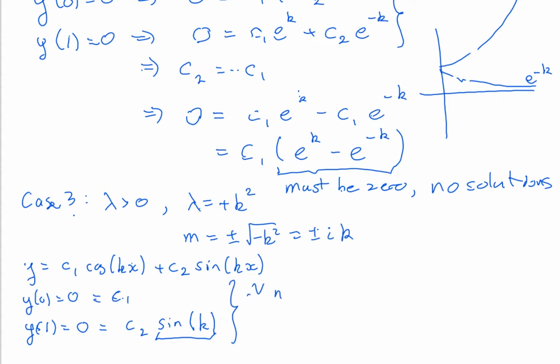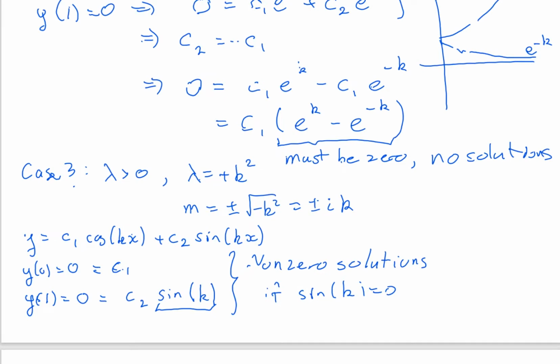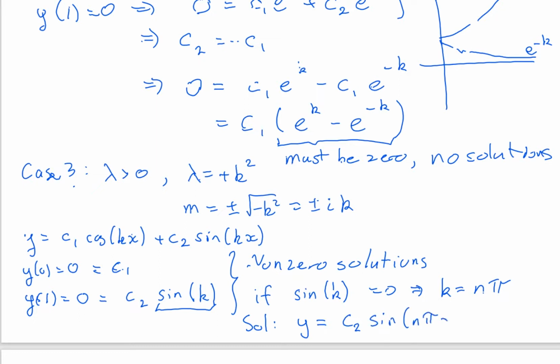Yes. Non-zero solutions if sine of k equals 0. Gosh, sorry about the pen. I don't really know what's happening there. So the solutions are k equals any integer multiple of pi. Those are the roots of sine k equals 0. And the solutions are y is equal to, well, c1 had to be 0, but c2 can be anything. So the solution is any constant c2 times sine of n pi x.